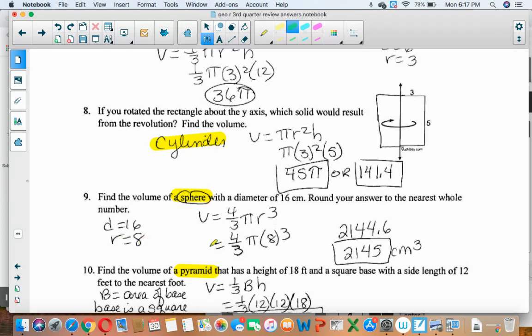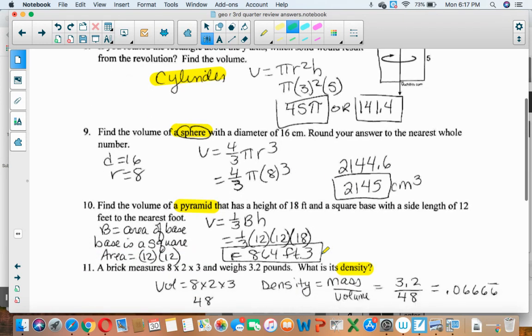So all I'm doing is plugging this in. I'm putting it right into my calculator. 4/3 times pi times 8 cubed. And I get 2,145 because they're asking me to round that to the nearest whole number.